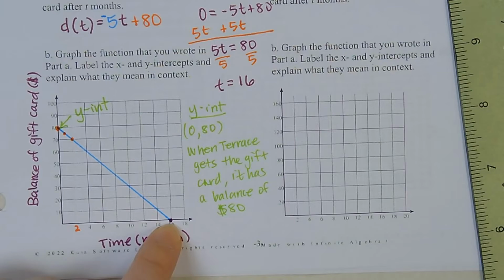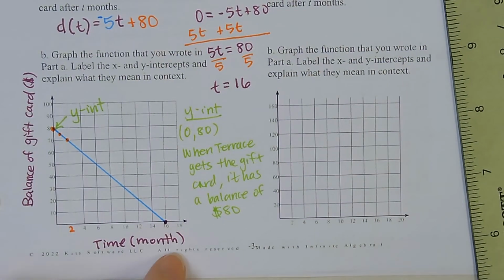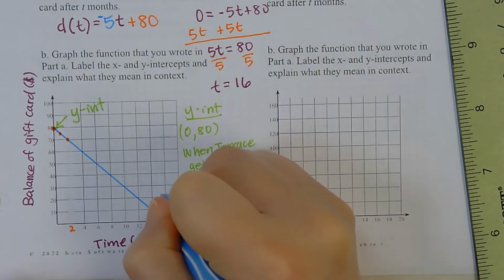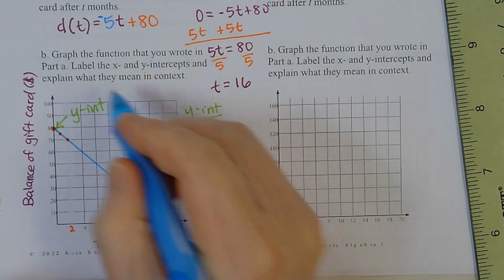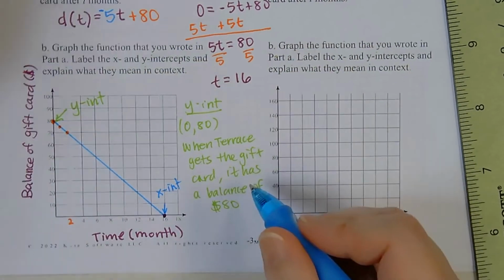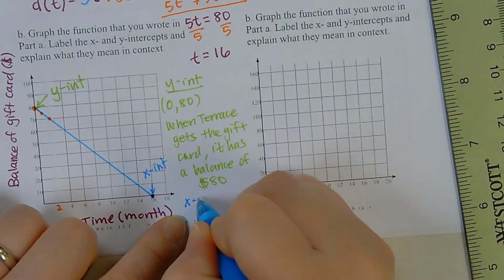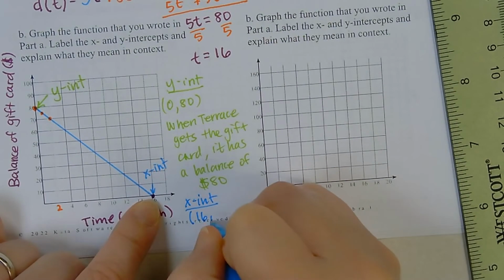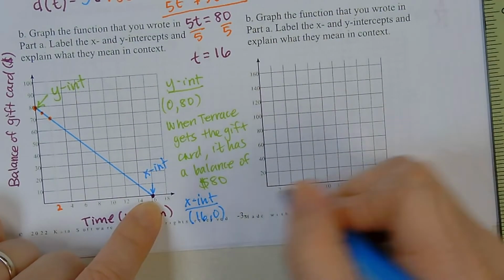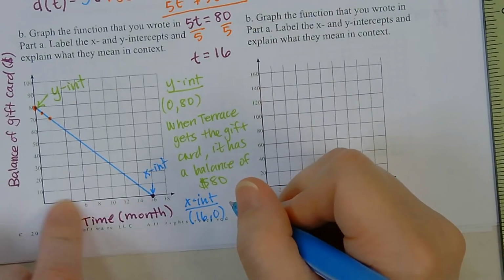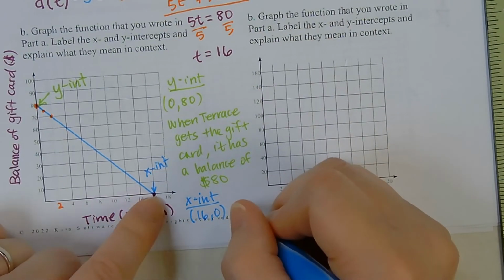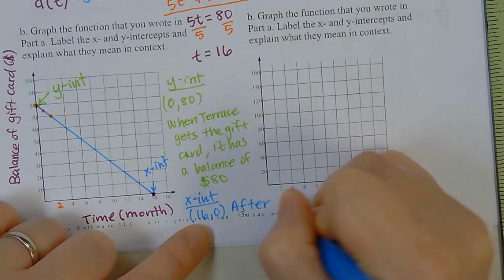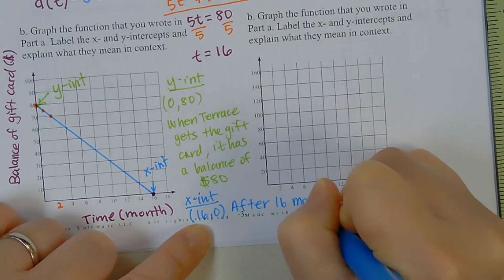So what does the x-intercept mean then? We'll make the x-intercept blue. So this is the x-intercept. It says label it. We labeled it. And so what is the x-intercept? That's going to be at 16.0. What does that mean? Remember, no money in the bank account or in the gift card. So after how many months? 16 months.